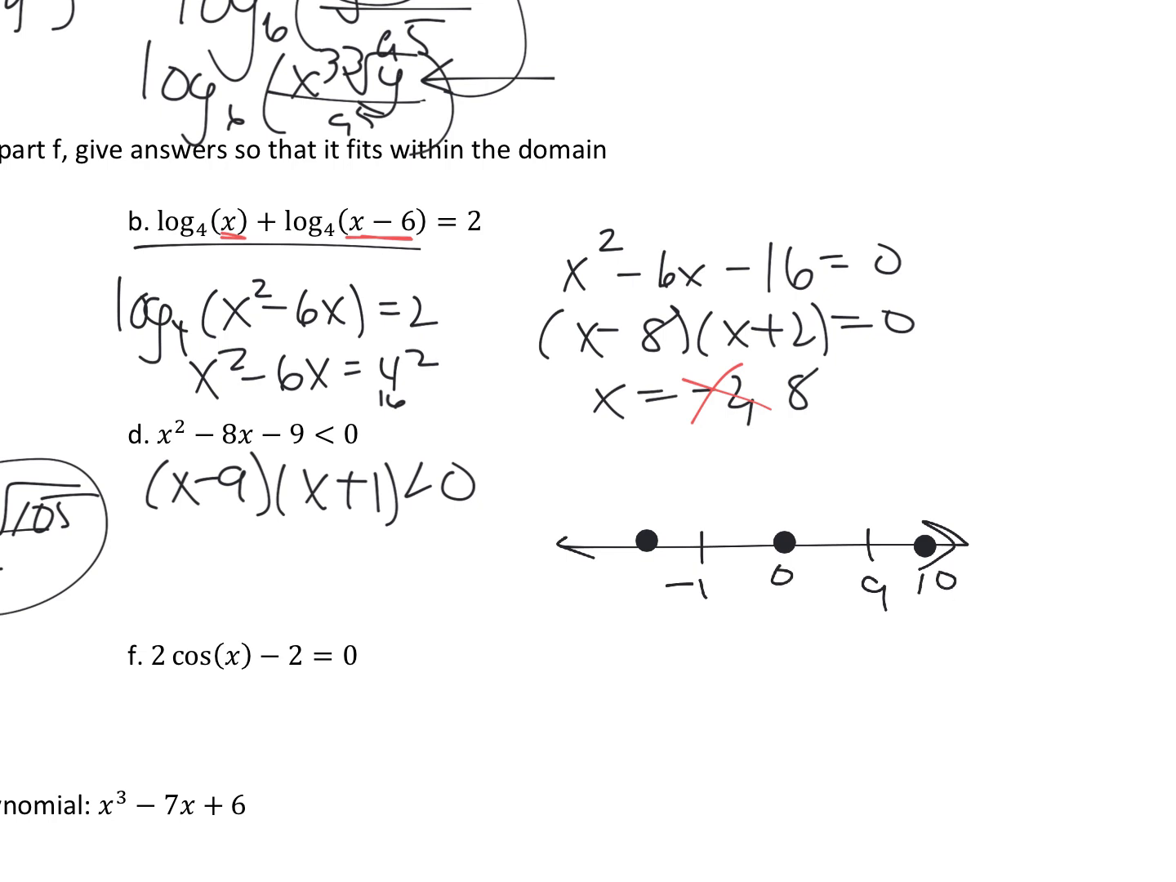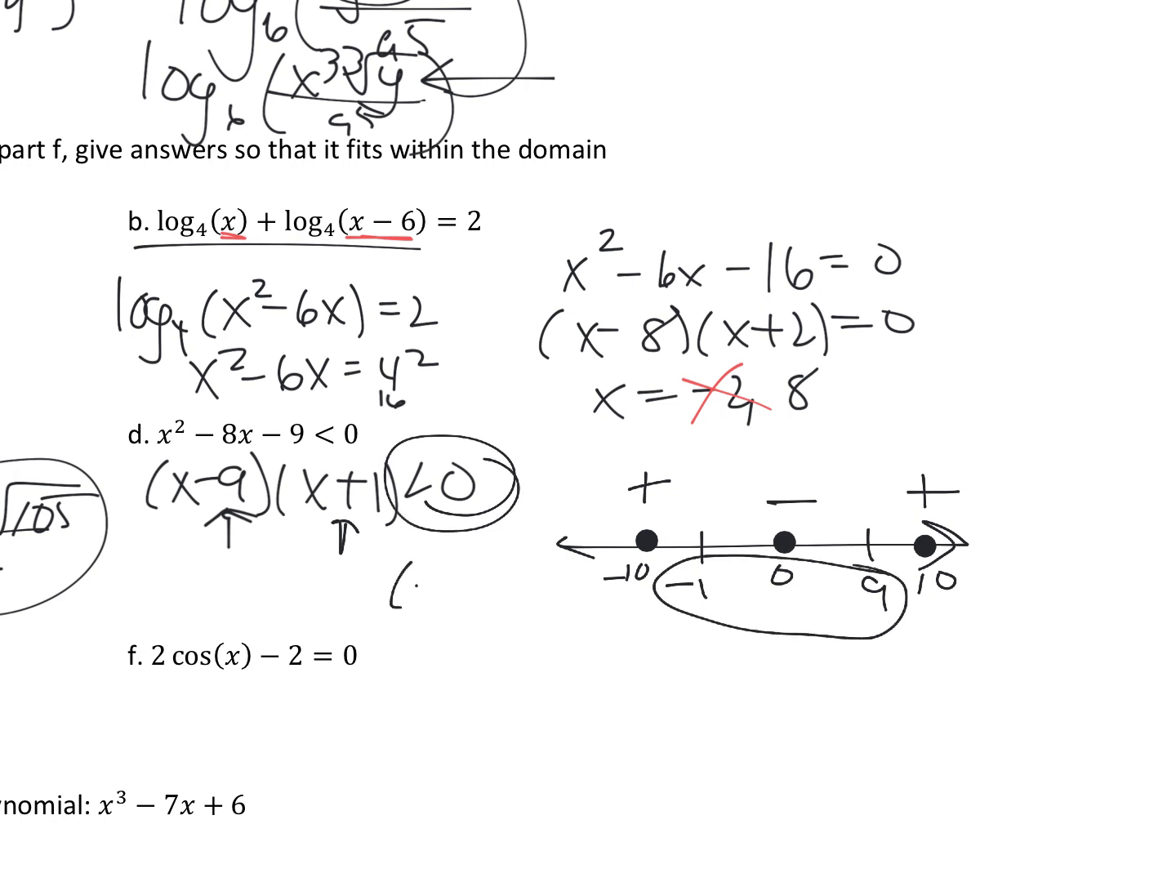So if I make this 0, 10, and negative 10, I just need to see if something is less than 0. If I plug in negative 10, I get negative, negative. This is positive here. If I plug in 0, I get negative 9 times positive 1, which is a negative. If I plug in 10, I get positive, positive. So I want all the values that are less than 0. So that would be on this interval specifically, from negative 1 to 9.